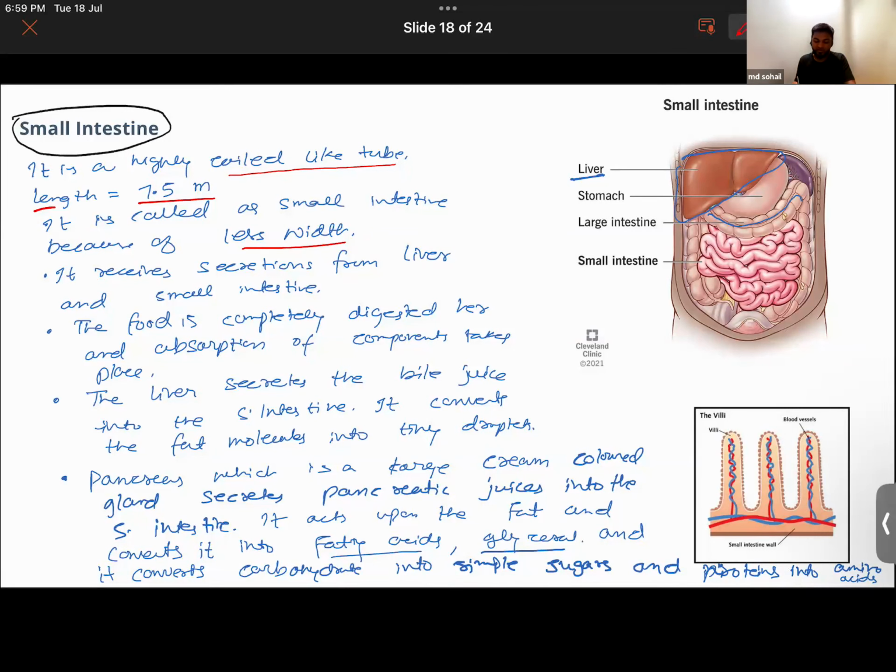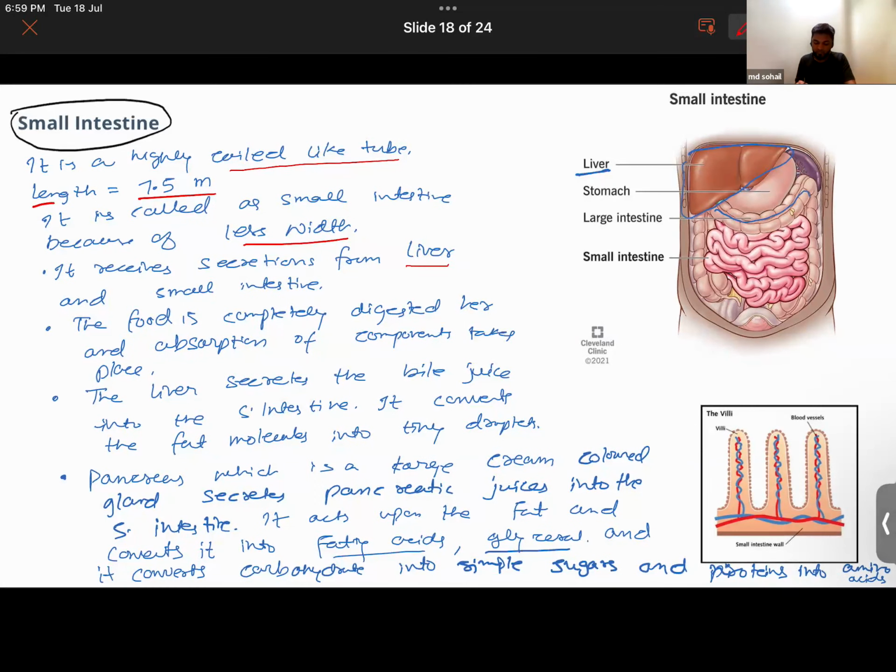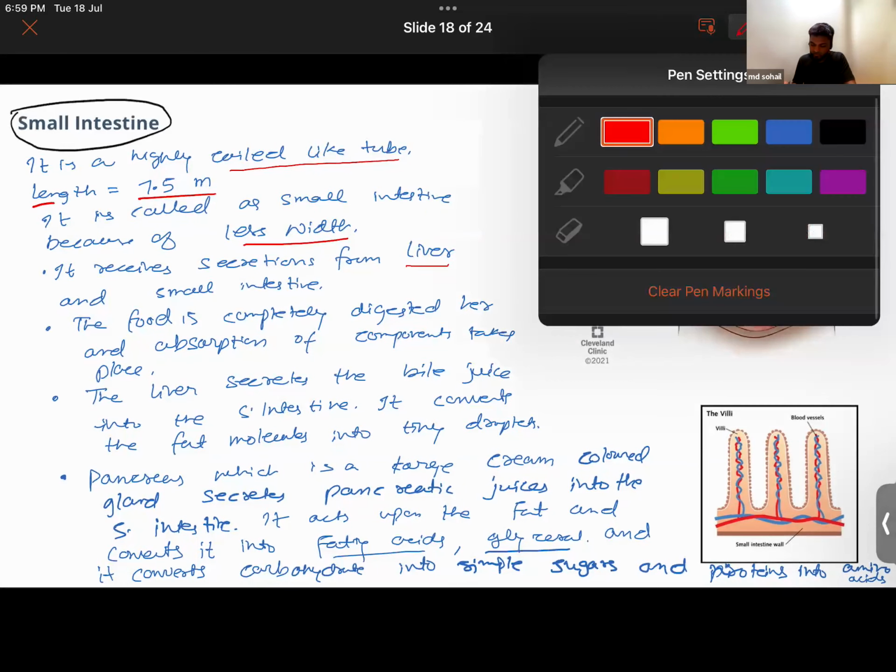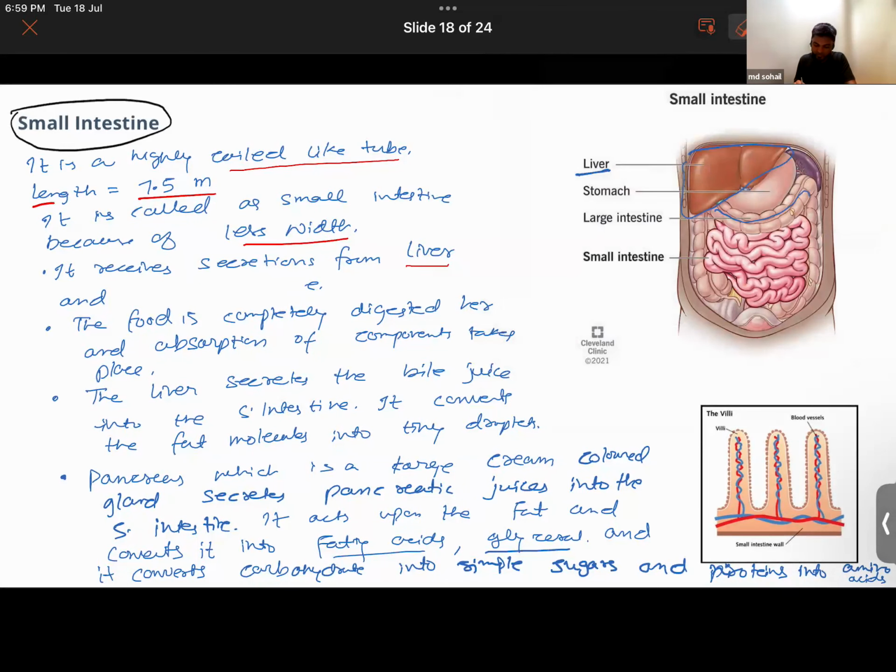And it receives secretions from which two glands? Liver and, sorry, not a small intestine. Receives secretion from liver and pancreas, isn't it? Yeah. And then the food is completely digested in small intestine, right? So what are the components of the food which are digested? It is fat, it is protein, and it is carbohydrate.